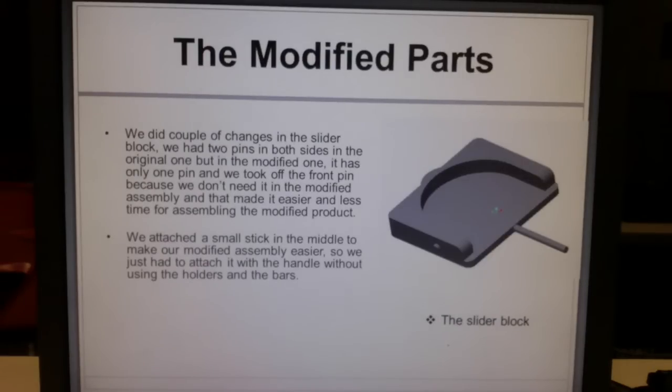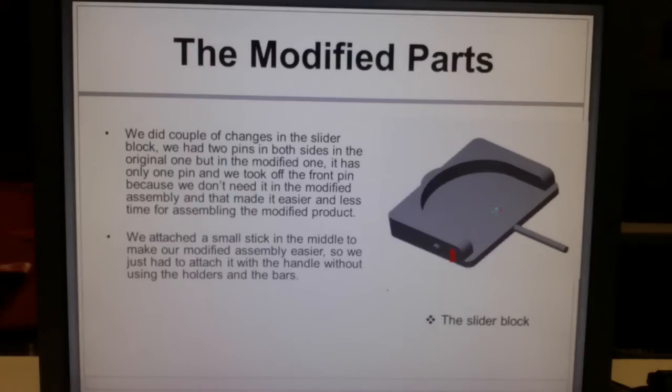And here's the slider block, the modified slider block. We did a couple of changes in the slider block. We had 2 pins in both sides. We took off this pin, we got rid of it. So we had 2 pins in both sides in the original one, but in the modified one, it has only 1 pin, and we took off the front pin because we don't need it in the modified assembly, and that made it easier and less time for assembling the modified product.